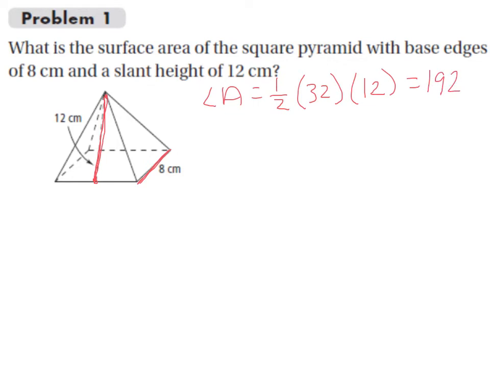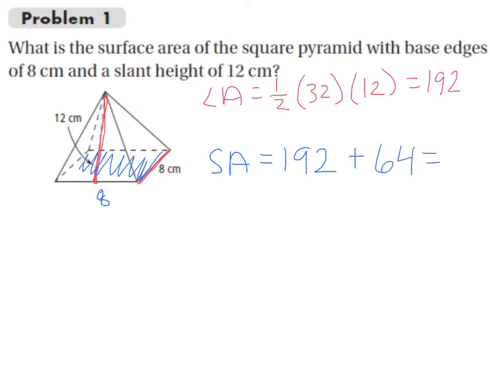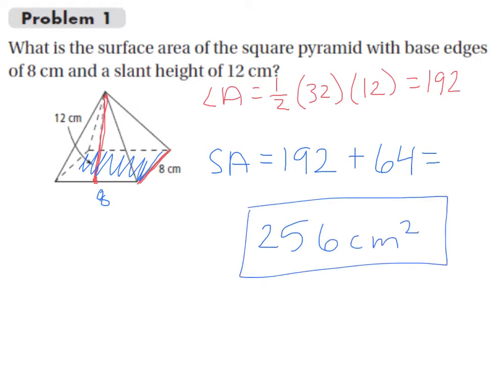So if I'm looking for my surface area then, it's my lateral area plus the area of my base. Look at the area of my base. It's this right here, which is 8 times 8 because it's a square, so that's 64. So my total surface area is going to be 256 centimeters squared. Again, area is always squared.